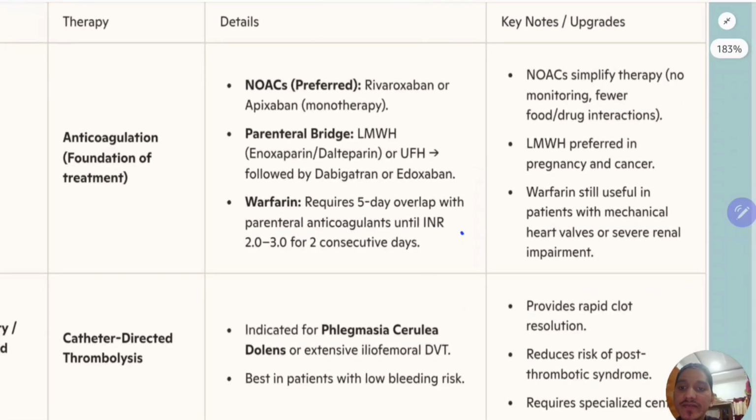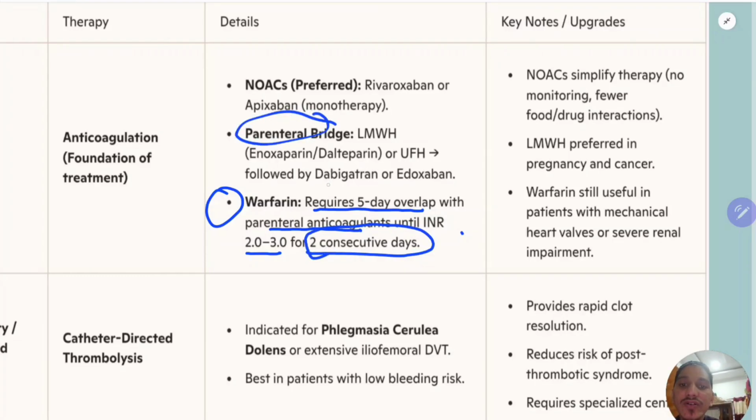Now warfarin. Again, warfarin will take time to act. It requires a 5-day overlap with parenteral anticoagulants until the INR is 2 to 3 for 2 consecutive days. That means a parenteral bridge is required whenever you are using dabigatran, edoxaban or warfarin. Three things: dabigatran, edoxaban and warfarin. Novel oral anticoagulants simplify therapy. No monitoring is required and there are fewer drug and food interactions.